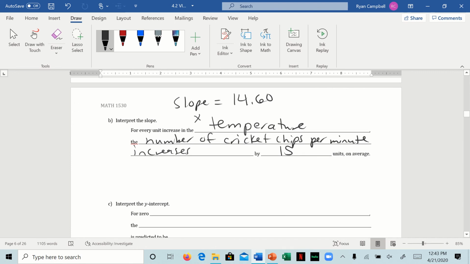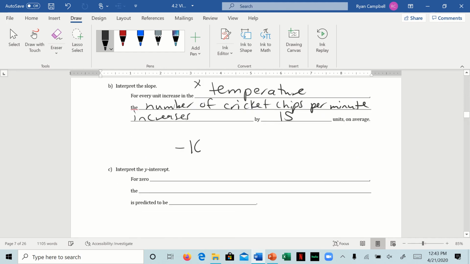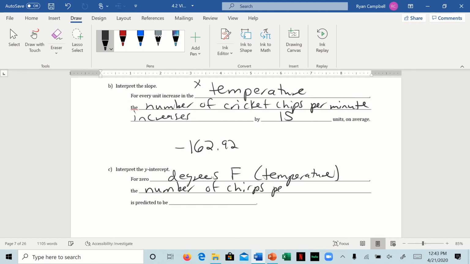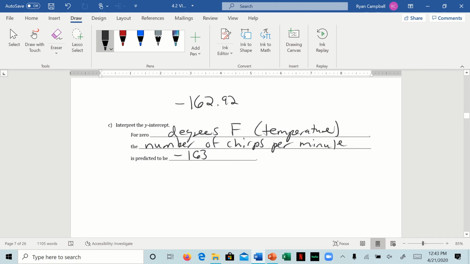All right, let's look at the y-intercept. So the y-intercept we said was negative 162.92, which means that for 0 temperature, or we could say for 0 degrees Fahrenheit, the number of chirps per minute, this is the y value, is predicted to be negative 163. So again, you can put that, but the approximation is negative 163. So does this make sense? No. Right? This doesn't make any sense.